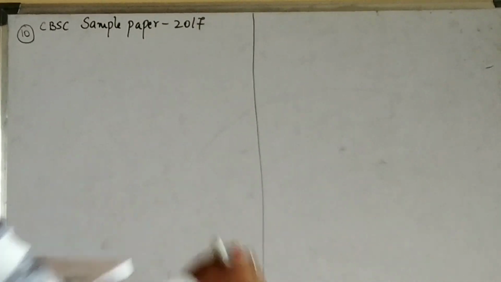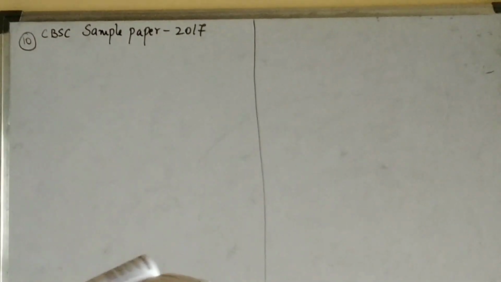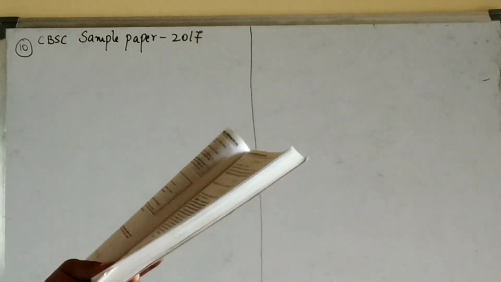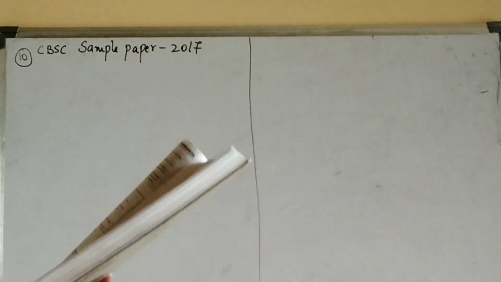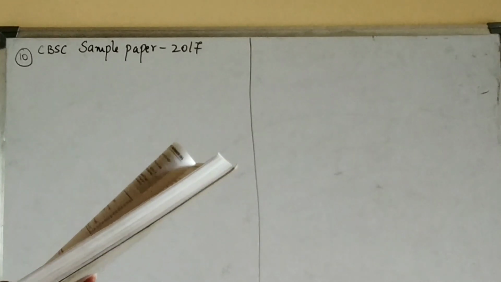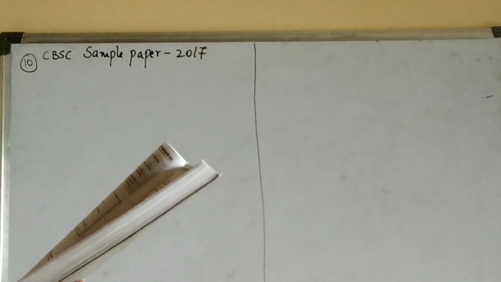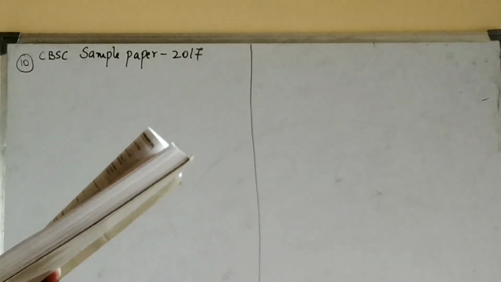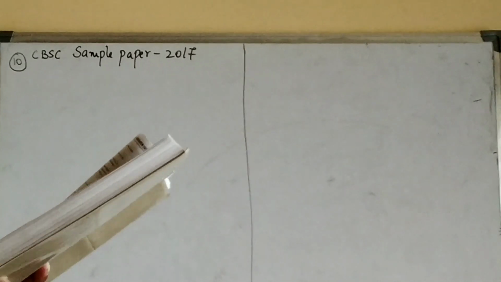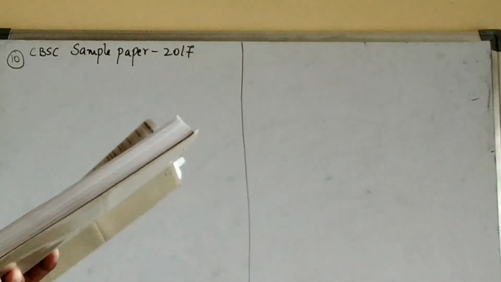Okay students, moving to the 10th problem. This was asked in CBSE sample paper 2017. I just read out the problem. An object of height 1.2 meter is placed before a concave mirror of focal length 20 centimeter so that a real image is formed at a distance of 60 centimeter from it. Find the position of the object. What will be the height of the image formed?